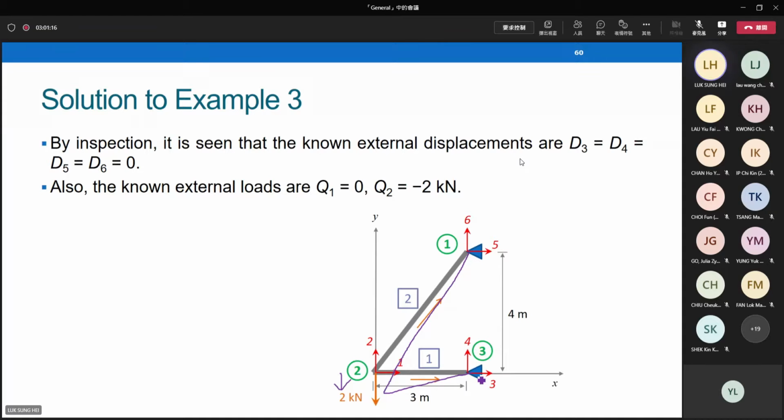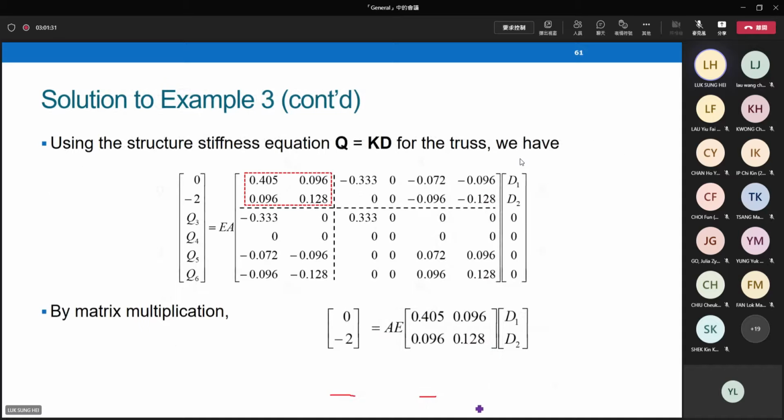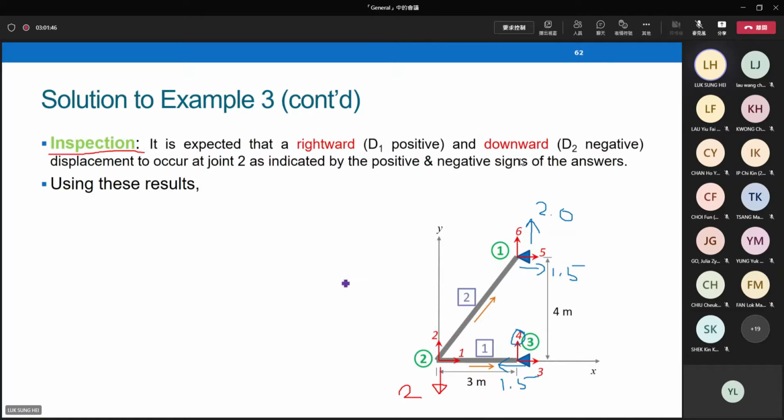And then I should think that D2 should be bigger than D1 in terms of the magnitude, because direction 2 is along the loading, so the value should be bigger. You can use your inspection to double check your answer to see whether your answer is correct in terms of direction or in terms of the relative magnitude. D1 is positive and smaller, D2 is negative and bigger. Right? It seems it's consistent with our inspection. This is what I mean in this statement.